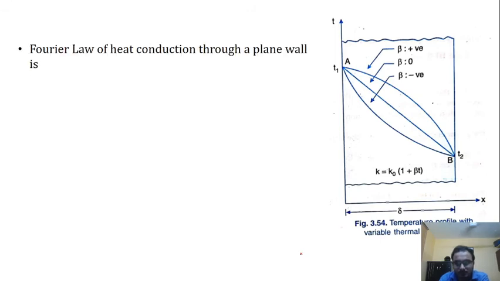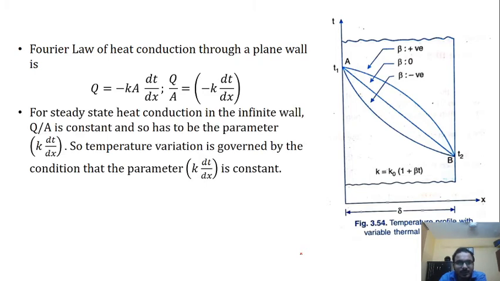So now we are going to discuss this point, in which temperature profile with variable thermal conductivity. Fourier's law we already know, and here for steady state heat conduction in an infinite wall, the heat flux is always constant. Q upon A is always constant.